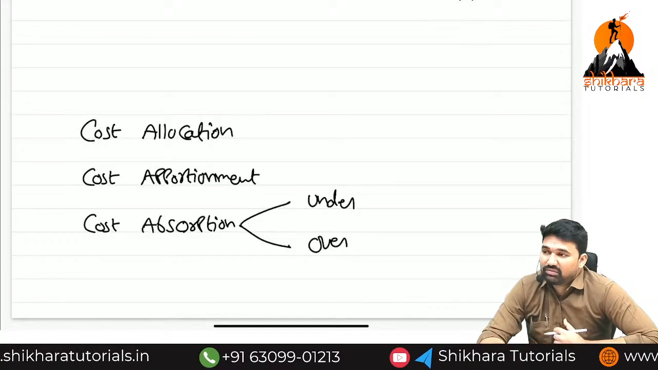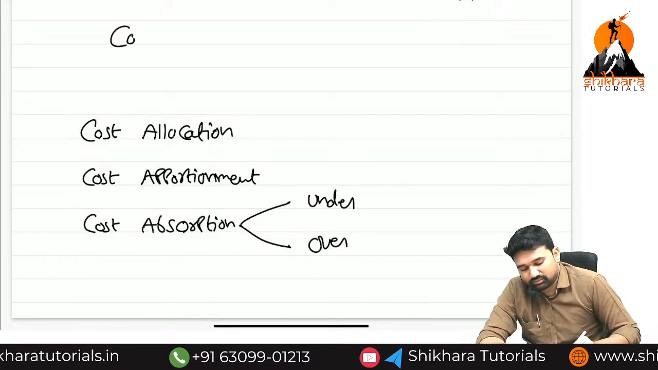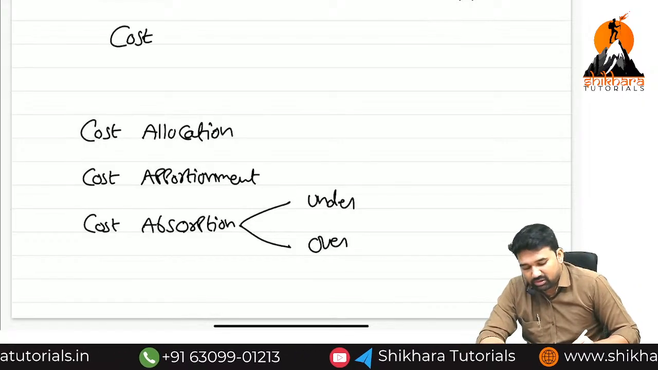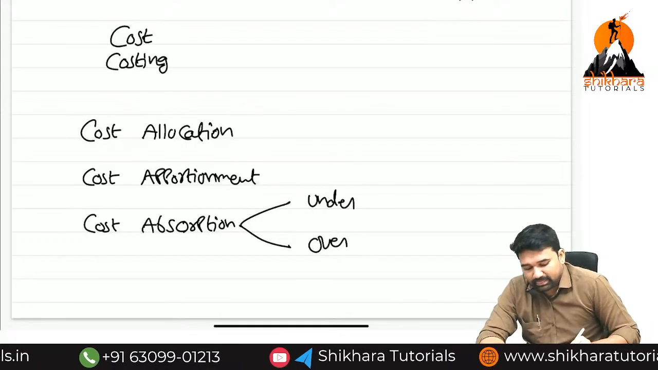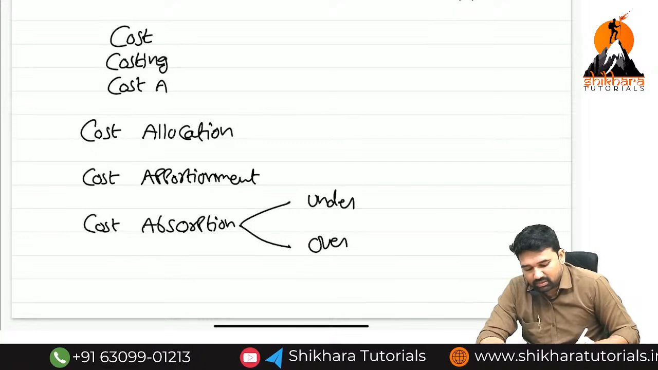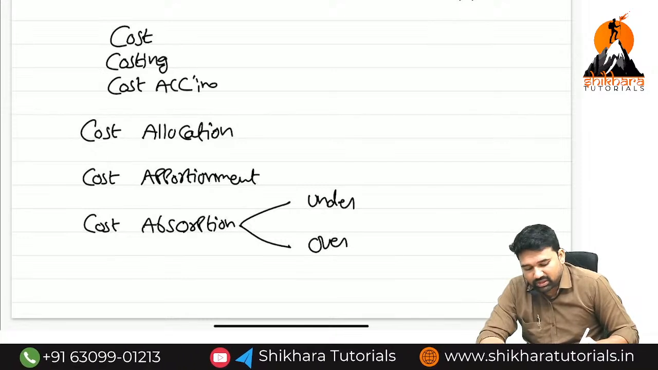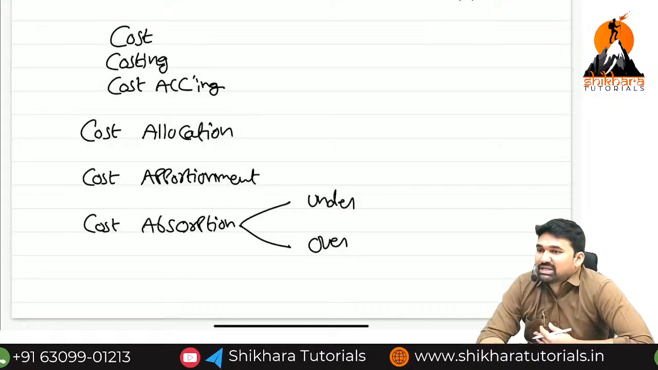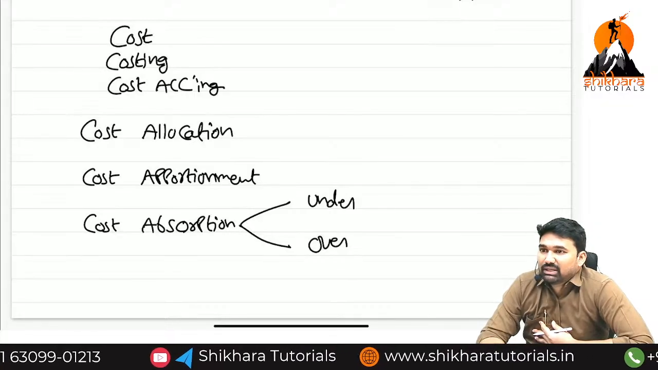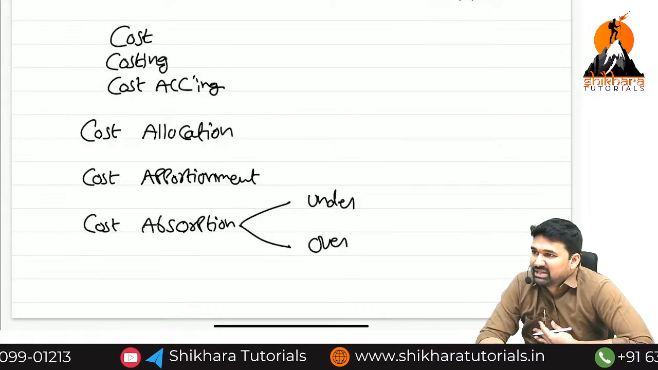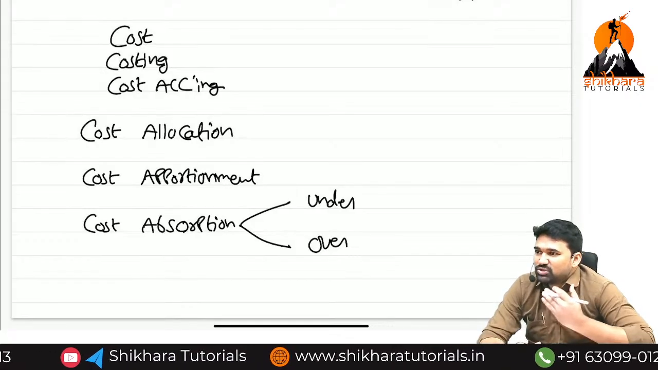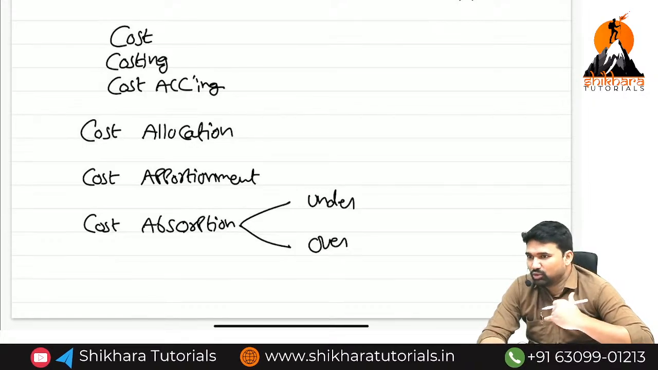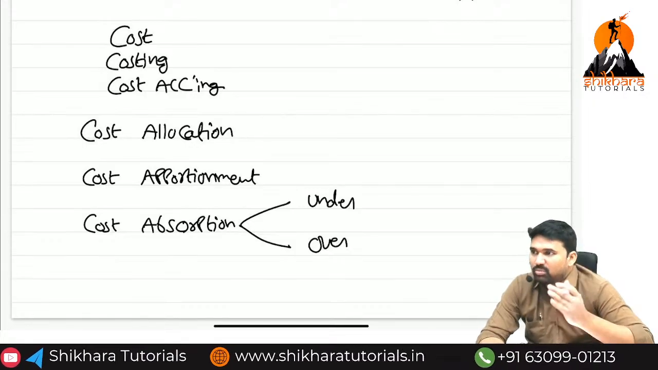Yesterday, what we have learned? What is meant by cost? What is meant by costing? What is meant by cost accounting? Cost is the amount of money or resources we spend to achieve the goal. The goal may be to produce a product. The goal may be to render a service. The goal may be to acquire an asset.